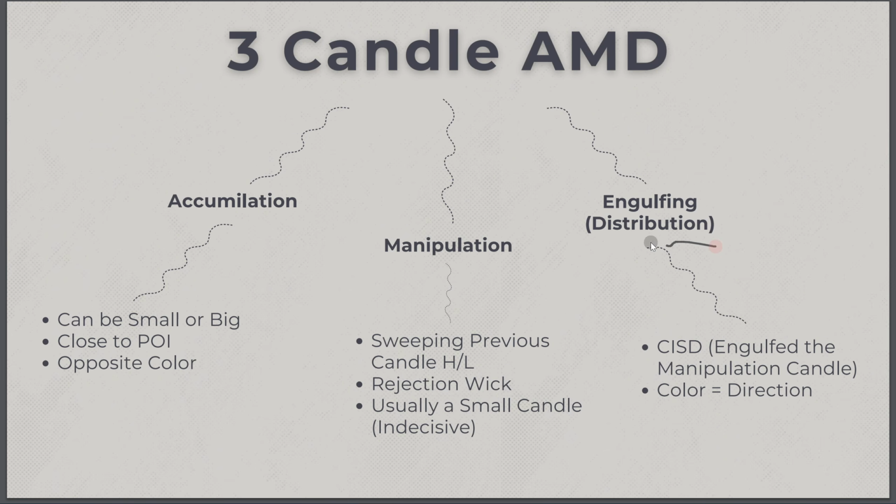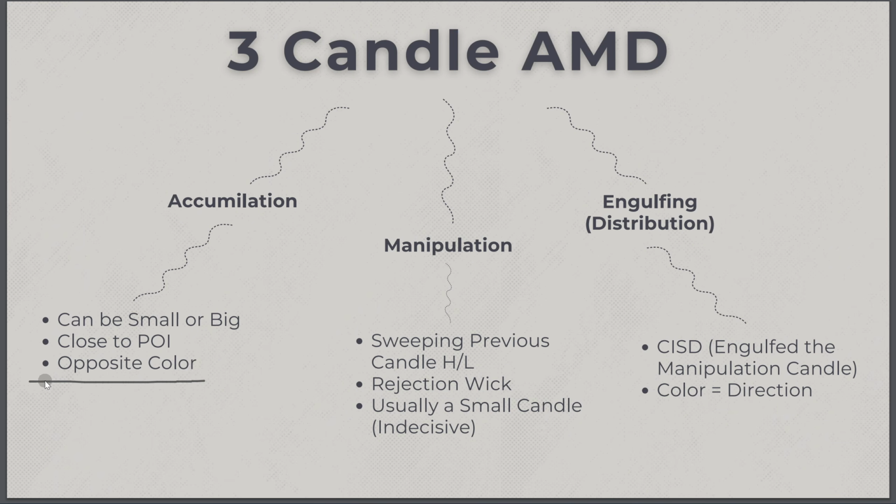Now the third candle is going to be the distribution, but what I'm going to call it here is the engulfing candle. What is engulfing? In simple words, there are a lot of people who like to complicate stuff, but engulfing means CISD, change in state of delivery. I want this change in state of delivery to engulf the manipulation candle. So you see, it's phase 1, phase 2, and phase 3. It's going like this: accumulation, this manipulation is manipulating the accumulation, and this engulfing is engulfing the manipulation. So CISD engulfing the manipulation candle, and then the color equals the direction.